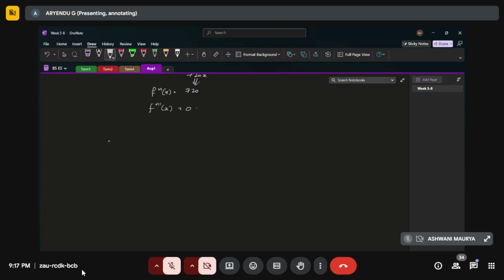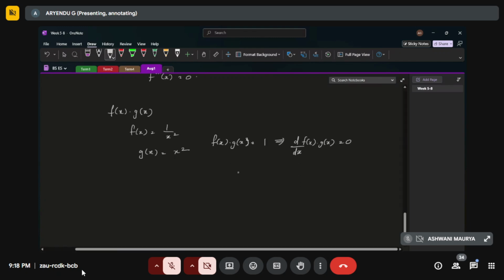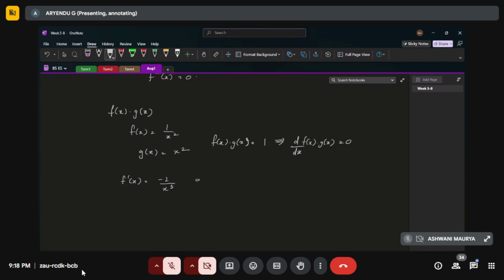So when we have questions like f of x into g of x, where we would have to use the product rule, but we are given that f of x is 1 by x square and g of x is equal to x square, you can see that f of x into g of x will give you 1, and the derivative of this will be 0. And if you do that using the product rule also, you'll get the same solution, because you can see that f dash of x is minus 2 by x cube, and g dash of x will be 2x.